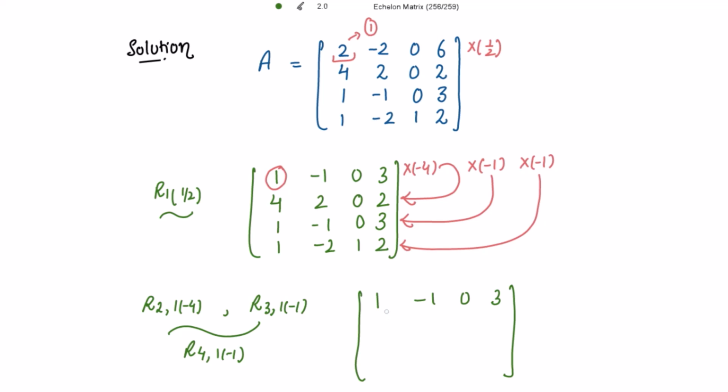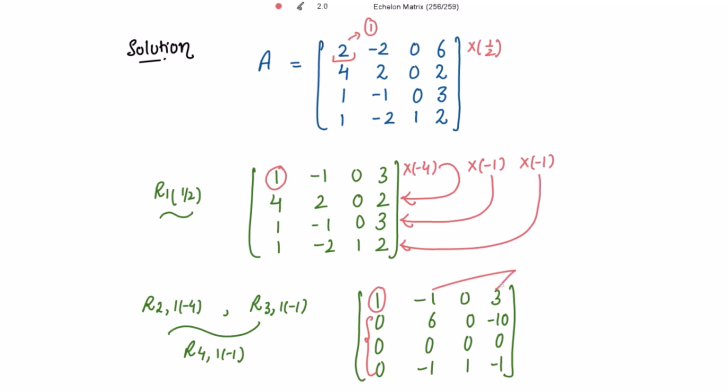Second row is changed into 0, 6, 0, -10. Third row is changed into 0, 0, 0, 0. And last row is changed into 0, -1, 1 and -1. So I'm having all these 0s below this first leading entry for the first row. So we have got all these to be 0 below the leading entry for the first row.